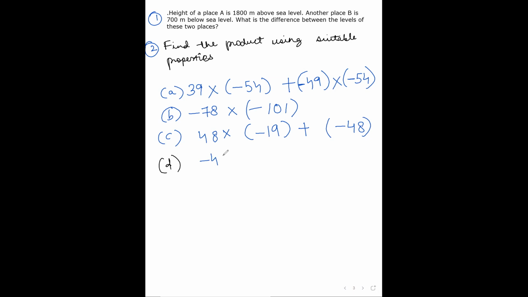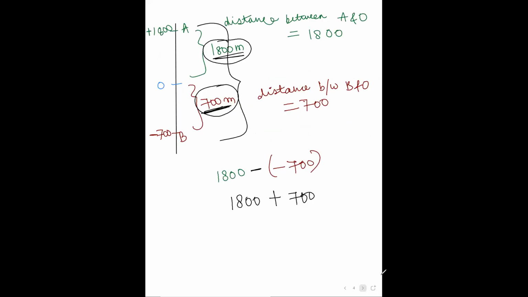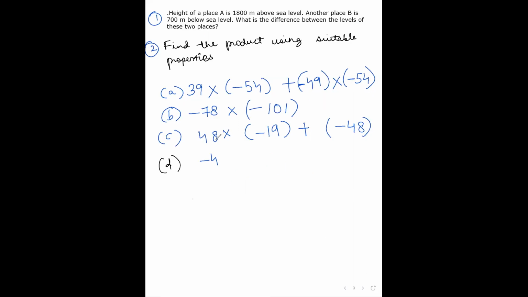The answer for the first question is 2500, right? Positive. First, tell me how you did it. First, we will discuss how you did it. I said since 1800 is above sea level, it will be positive. So you're talking about that one. What is the answer? 2500. Yeah, good. 2,500. Okay.